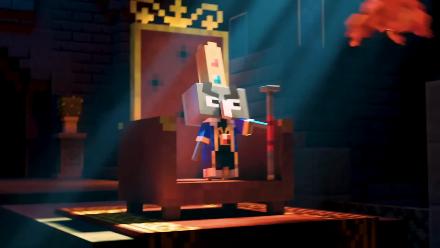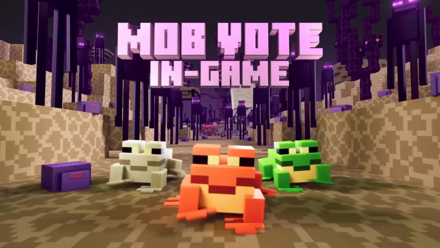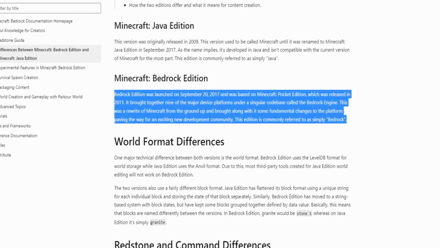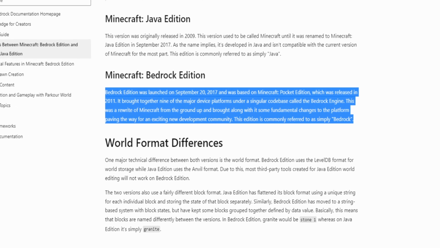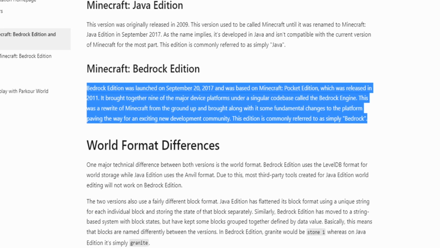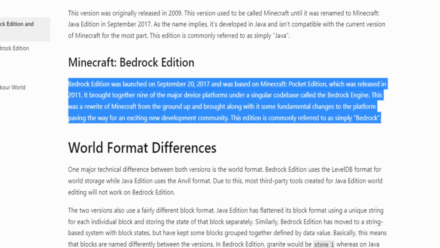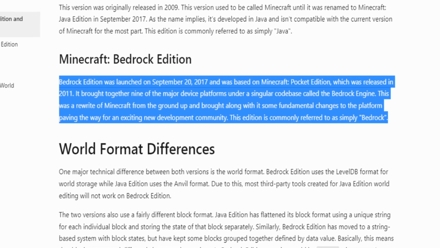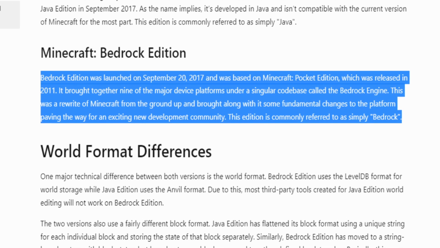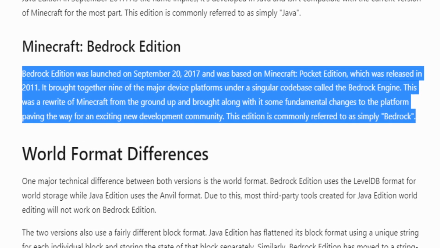The point is that Bedrock was created, and it became the most popular version of the game by far, which did surprise me just a little bit. Now Minecraft Bedrock edition was launched on September 20th, 2017, and it was based on the Minecraft Pocket edition, which was released in 2011. It brought together 9 of the major device platforms under a singular codebase called the Bedrock engine. This was a rewrite of Minecraft from the ground up and brought along with it some fundamental changes to the platform, paving the way for an exciting new development community.